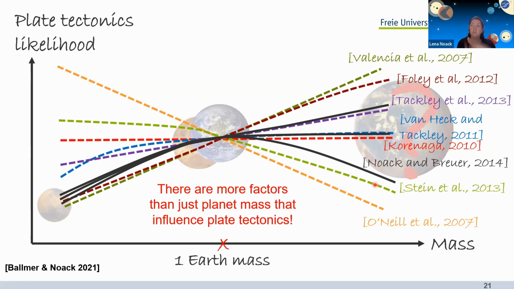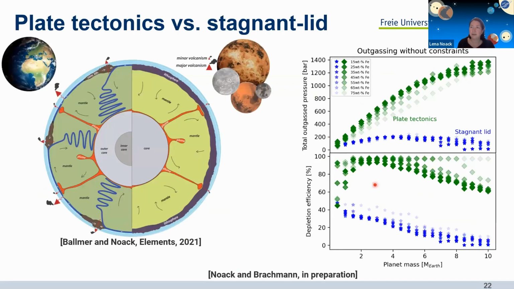What we can do is assume it has plate tectonics, and assume it does not have plate tectonics, that it has a stagnant lid, and see how this influences the interior dynamics and also the outgassing. What you can see here, if you look at the lower plot, is over a range of planet masses, what is the depletion efficiency, or we can call it outgassing efficiency, like how likely is it, if you have volatiles in the mantle, to actually get them out into the atmosphere and build an atmosphere, for plate tectonics planets in comparison to stagnant lid planets. And we see quite a bifurcation here between these two cases.